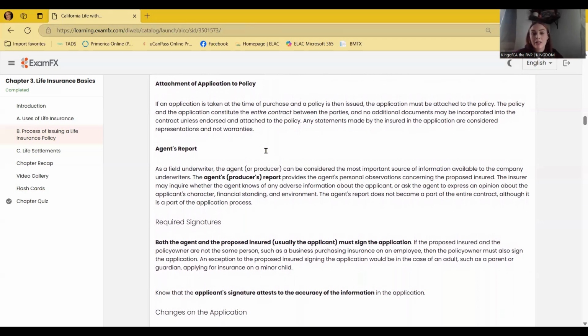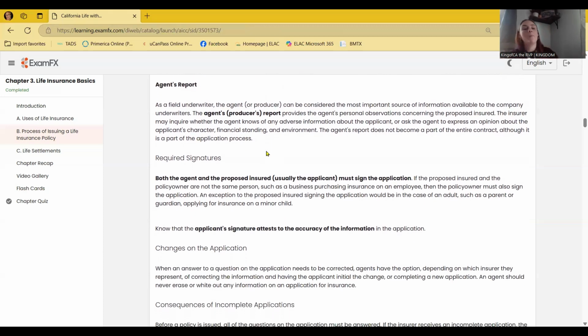Now, if an application is taken at the time of purchase of a policy, meaning they pay upfront for their policy, the application must be attached to the policy. Now, this we just need to know for our test. It's not really in real life. Nowadays, everything's electronic. But just know that if a payment is taken at the time of application, a copy of this application must be attached to the policy. Okay? That's all that we really need to know for that.